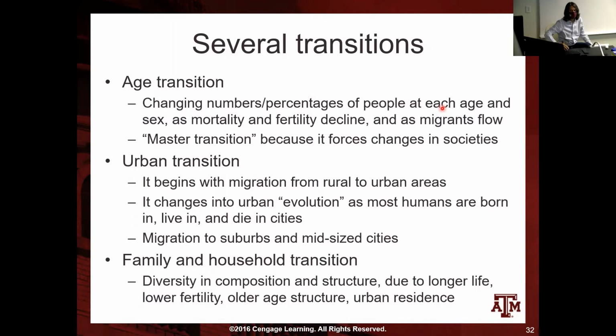Urban transition starts from people moving from rural to urban areas. And it changes to what some demographers call the urban revolution, as most humans are born, live, and die in cities. And then they start to move from one city to the other. That's the clear case of the US. Even here in the US, whenever we say the rural areas are experiencing some economic challenges, some rural areas, for example, in Midwestern states.